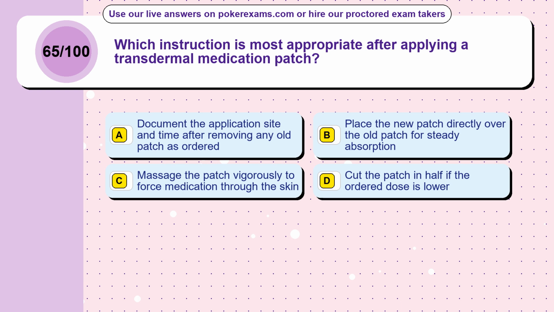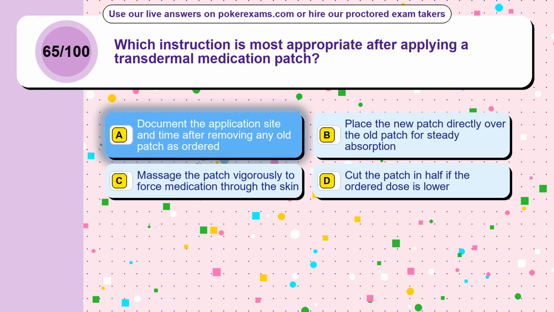Question 65. Which instruction is most appropriate after applying a transdermal medication patch? Option A. Document the application site and time after removing any old patches ordered. Option B. Place the new patch directly over the old patch for steady absorption. Option C. Massage the patch vigorously to force medication through the skin. Option D. Cut the patch in half if the ordered dose is lower. The correct answer is option A. Document the application site and time after removing any old patches ordered.